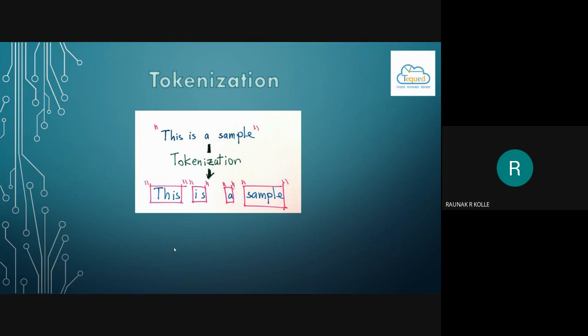In the last class, we learned a brief description about what tokenization is. Let us review. Tokenization is a splitting of the sentence into its constituent tokens. As we see in this image, the example "this is a sample" can be broken down into four tokens: this, is, a, and sample. There are four tokens formed here.